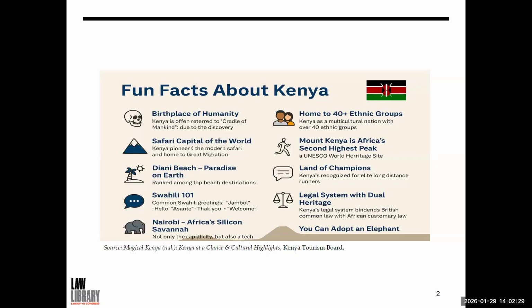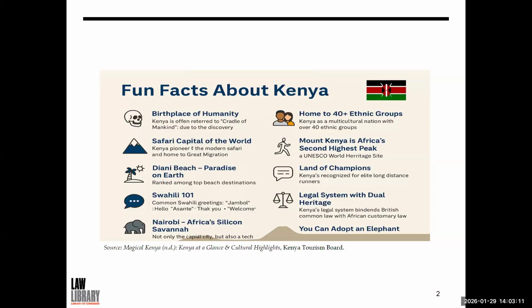It's the safari capital of the world, Kenya being a pioneer of the safari and home to the great migration, in which you'll find over 2 million wildebeest, zebras, and gazelles migrating annually. Then we have Mount Kenya, Africa's second highest peak. It's a tourist destination. We have Diani Beach, paradise on earth, ranked among the top beach destinations and known for its white sand and turquoise water. If you want to visit a beach, I'd recommend Diani.